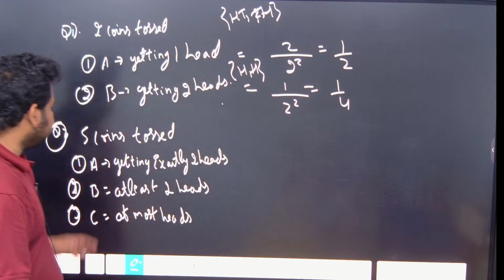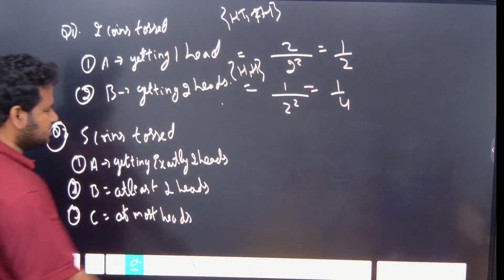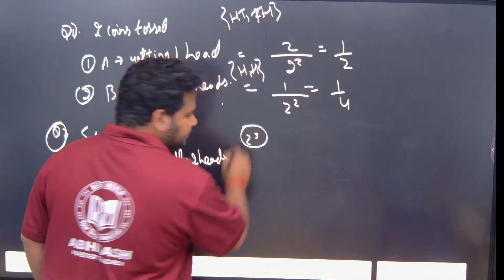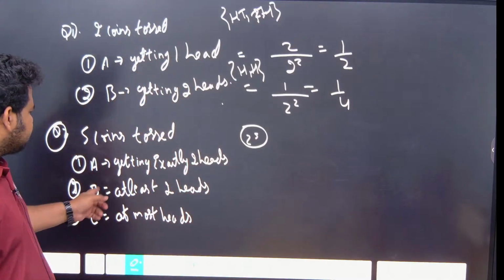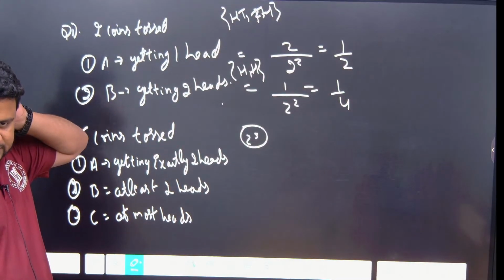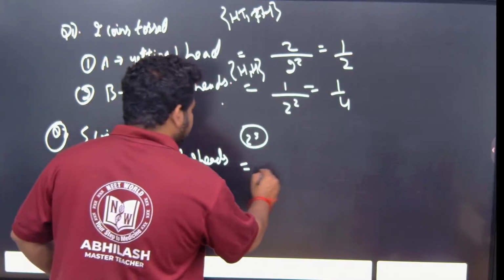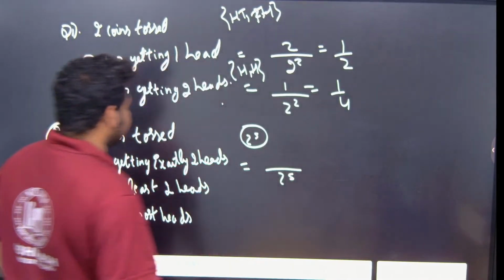Okay, now see here, 5 coins are tossed. Now, 5 coins are tossed means the sample space will be 2 power 5. Now, the first question is getting exactly two heads. So, here it will be 1 by 2 power 5, getting exactly two heads.